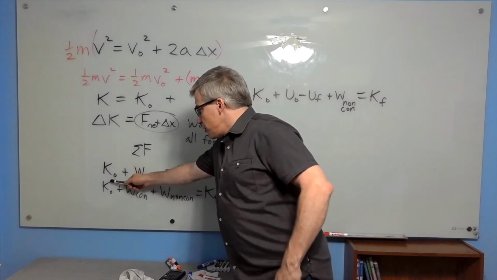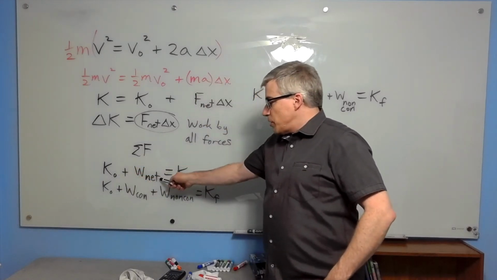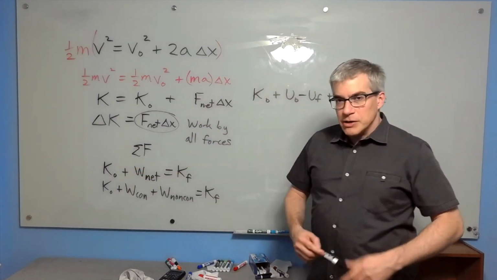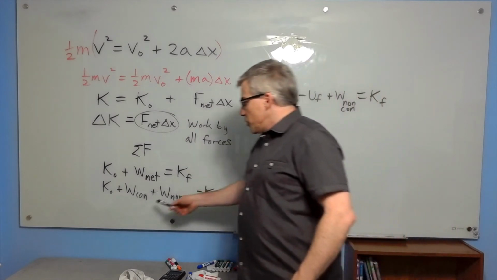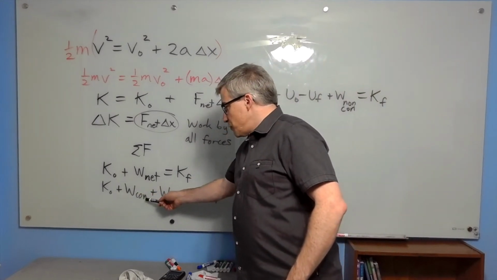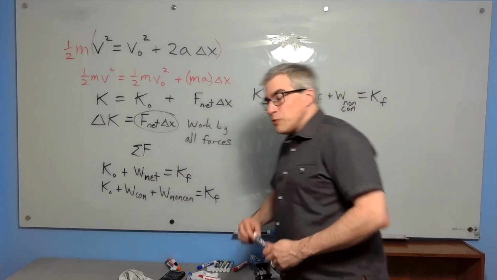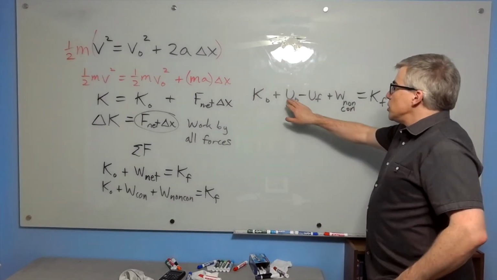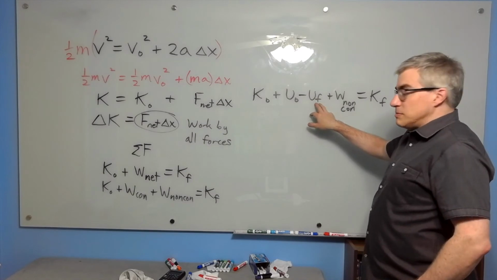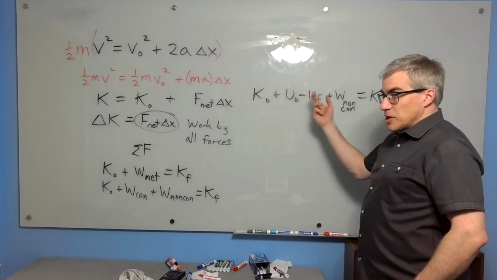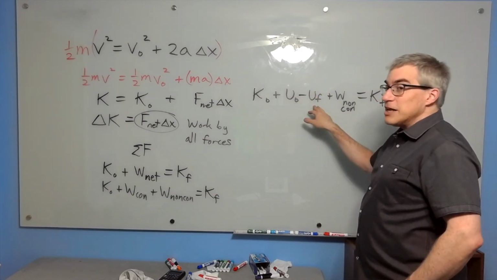So kinetic energy initial plus the net work done by all forces is kinetic energy final. If we split the work into work done by conservative forces and work done by non-conservative forces, the conservative forces we can replace with U0 minus U final. Initial minus final. I know that's backwards from final minus initial. That's the negative of the change.